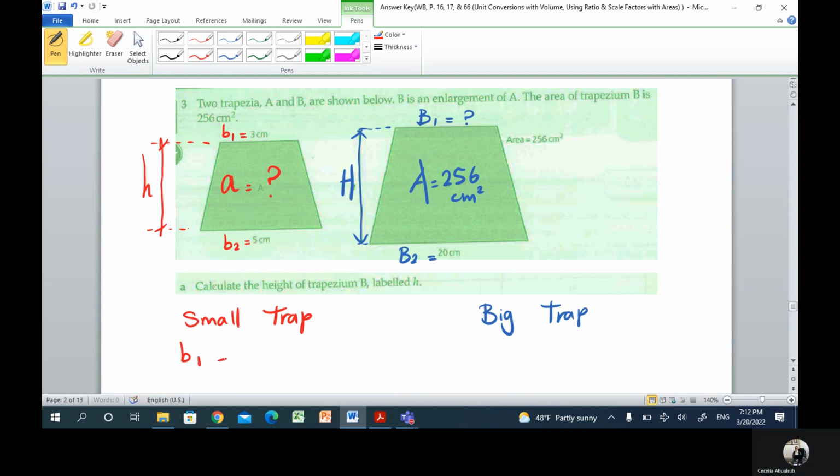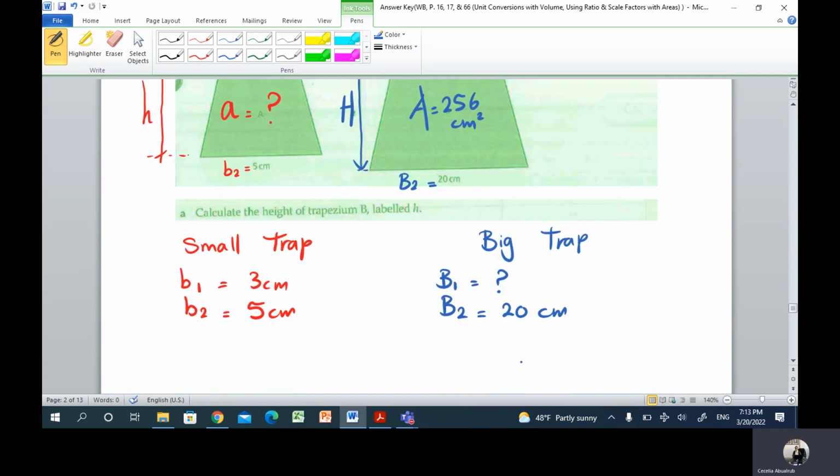So small B1 is equal to 3 centimeter, while capital B1 is unknown. So small B2, the other parallel side to B1, is equal to 5 centimeter, and capital B2 is equal to 20 centimeter. Can we make a relation between small b2 and capital B2? So we're going to say that capital B2 is equal to 4 times small b2.